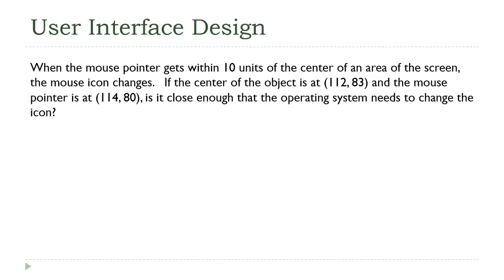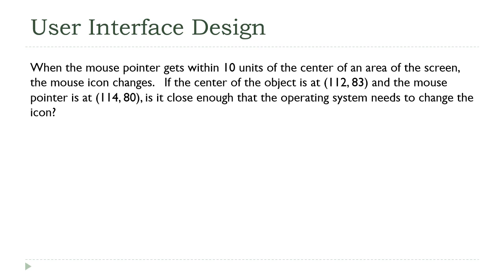I've got one more question for us here to look at. This is kind of a practical one taken from user interface design. I'm assuming everybody here has used a computer. If you move the mouse around, when you get near certain points, like a hyperlink, for example, or the edge of a window where you can resize it, the cursor changes shape to indicate that you're in a place where you can maybe do something. And the way it works with this particular example is if the mouse pointer, the tip of the mouse, gets within 10 units of the center of an area of the screen, the icon changes.